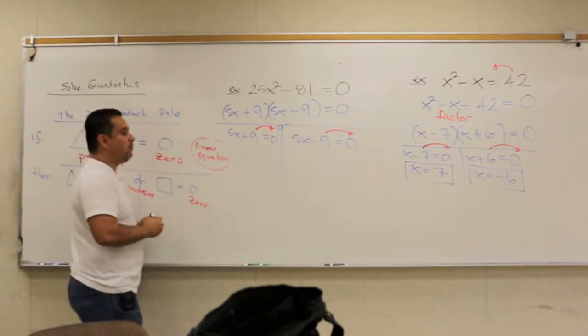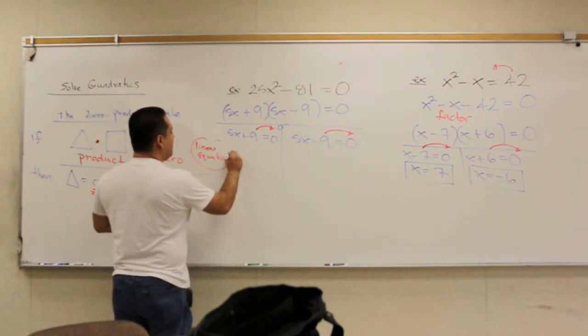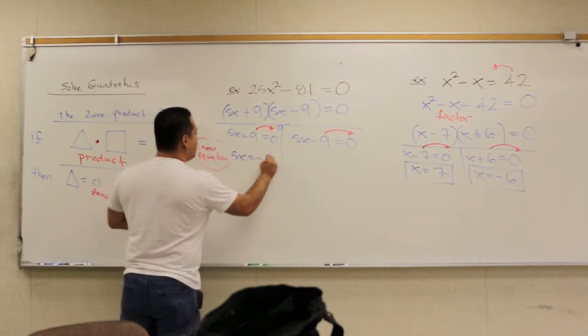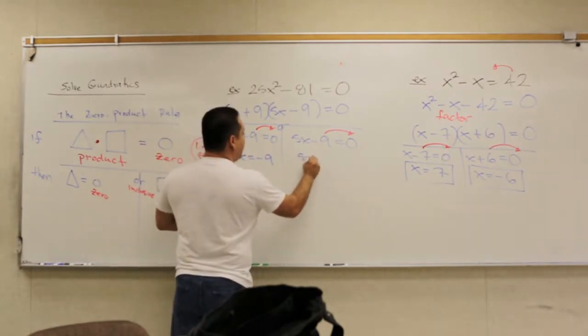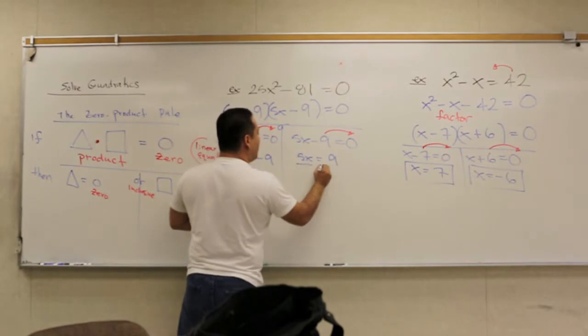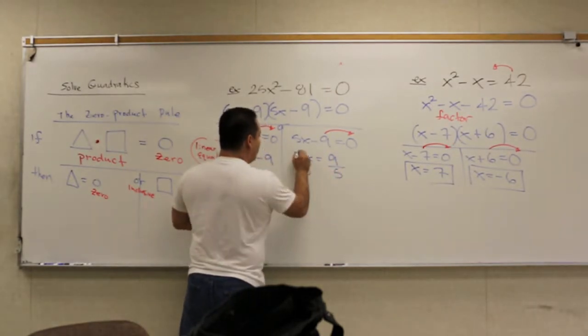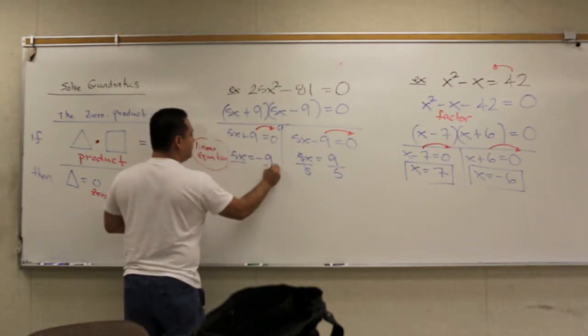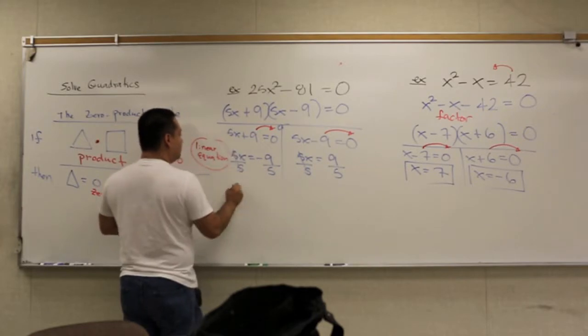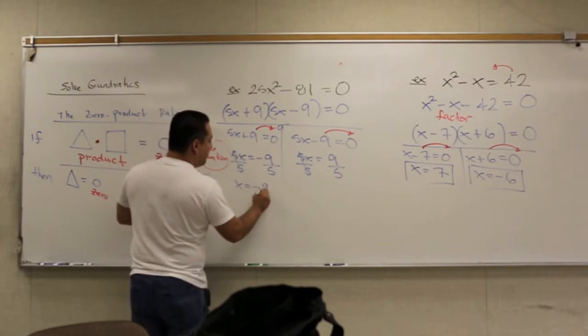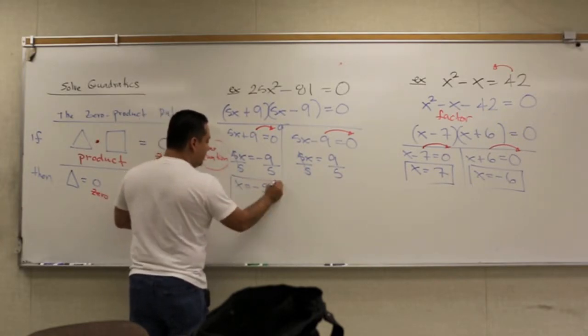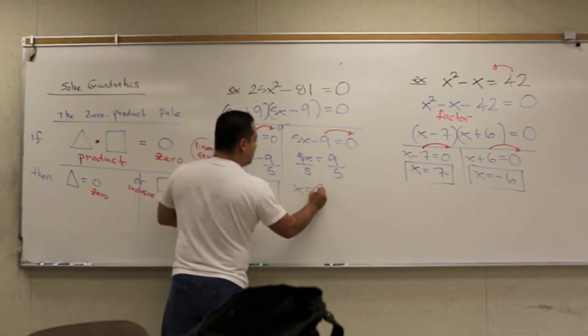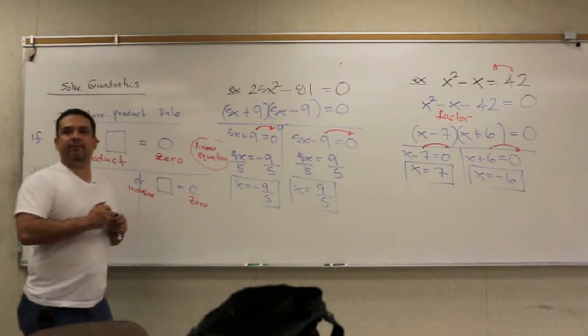I'll have you review. So we get 5x is negative 9. We get 5x is positive 9. Divide both sides by what? 5. I get x is minus 9/5. And I get x is going to be what? Plus 9/5. Here's your two answers.